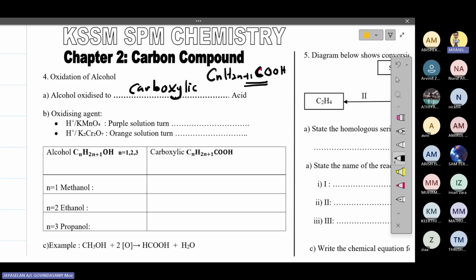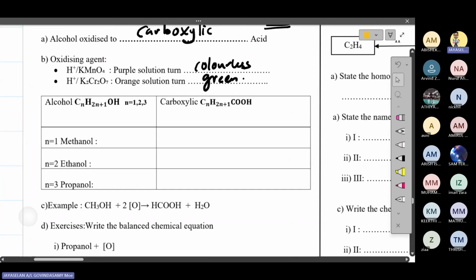Okay, so what you must understand, in the oxidation of alcohol, they will use acidified potassium manganate(VII). Purple color solution turns what? Colorless. Orange, kalau tak ada, kita guna acidified potassium dichromate(VI). Orange turns to what color? Green color. So what you should understand?